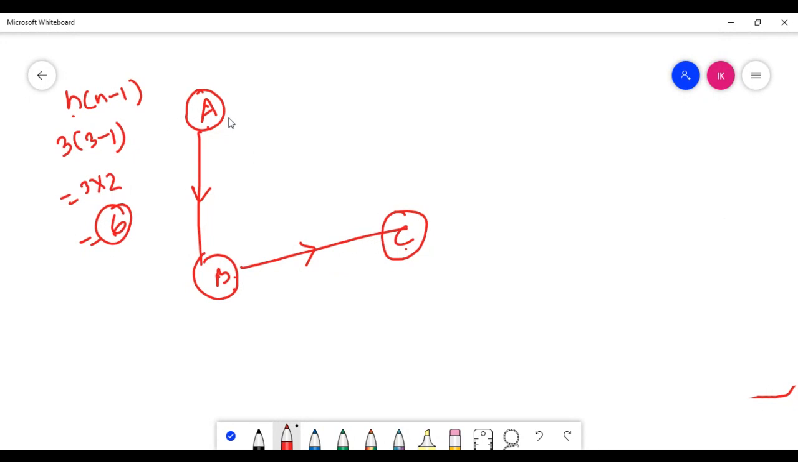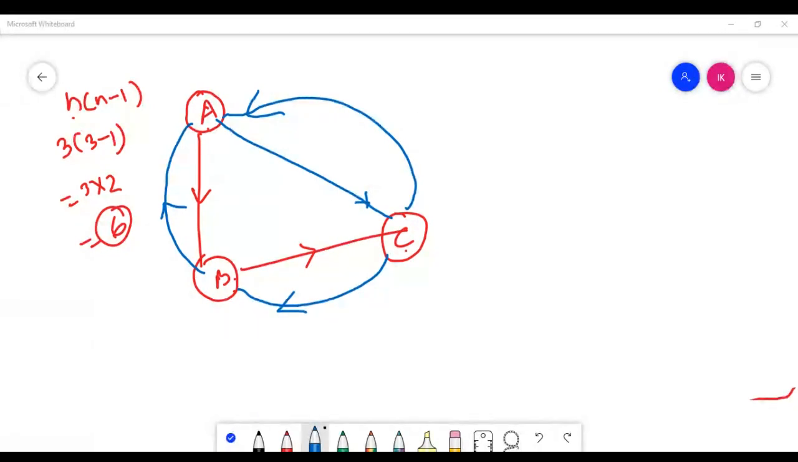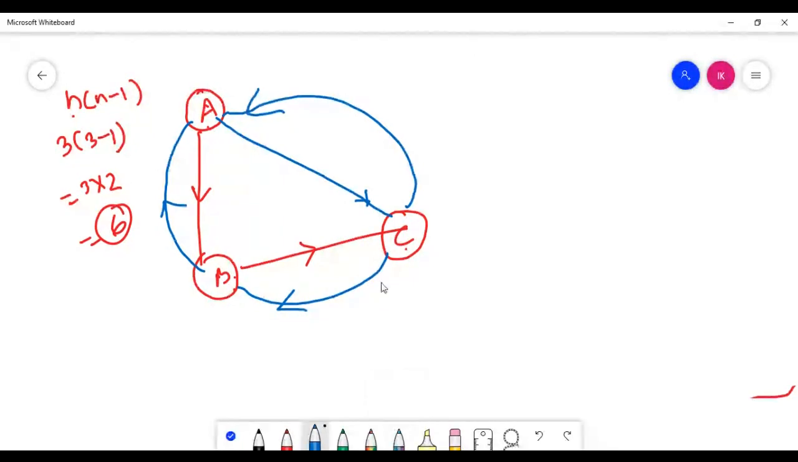How? Sure. One I make here, A to C. Then I will make one here, C to A. Then I will make from here B to A. Then I will make from C to B. Count all: one, two, three, four, five, six. Now this is complete. Okay. Good. Now you see the number of edges here is 1, 2, 3, 4, 5, 6. You can see from here also.